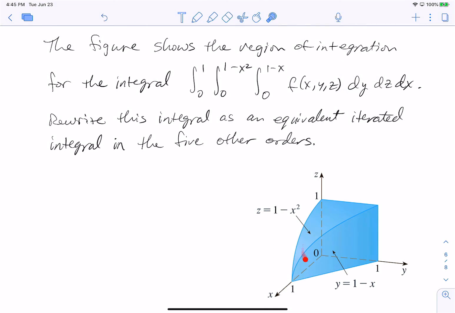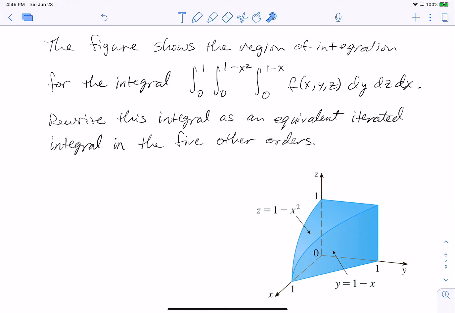As you can see, we have a figure that represents the region that's given by the limits of integration. What we've got here is the parabolic cylinder z equals 1 minus x squared, and it's in the first octant, and it has been sliced by the plane y equals 1 minus x. So we basically have this wedge.